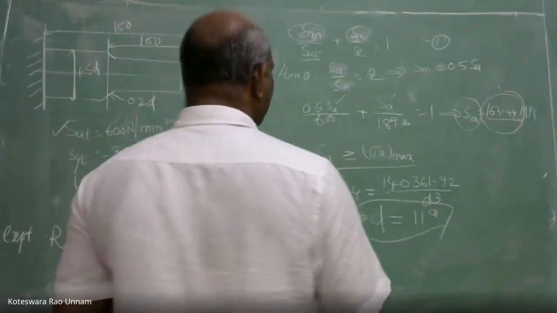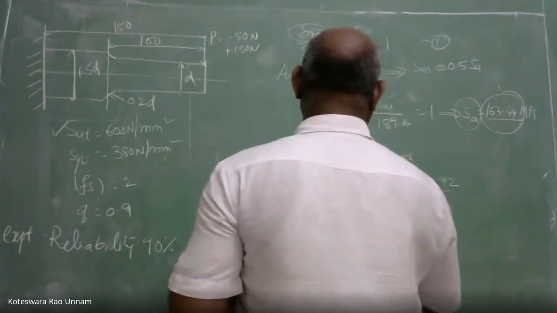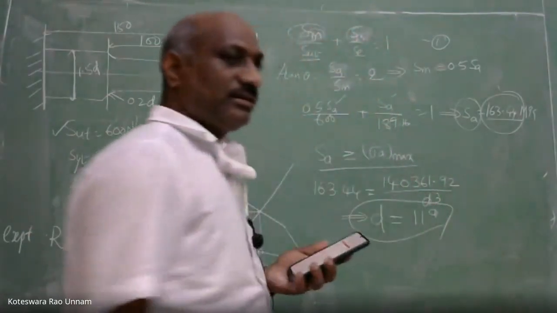Okay, so if 163 is correct, then in that case the D calculation should also be correct, 9 point something.